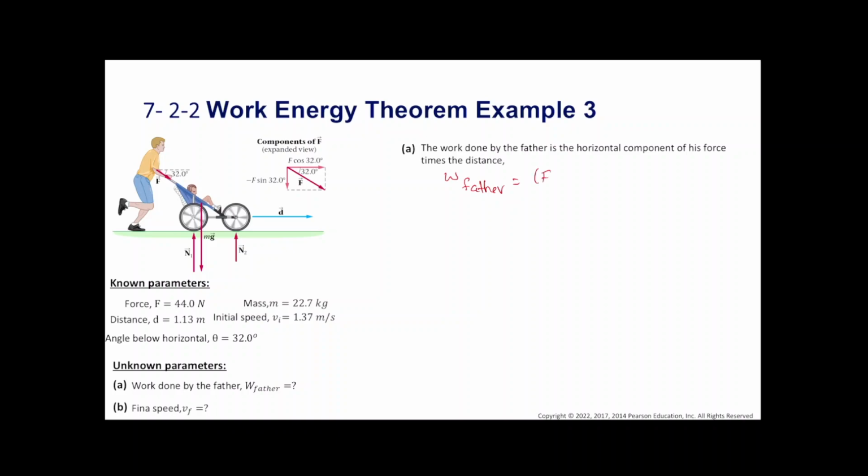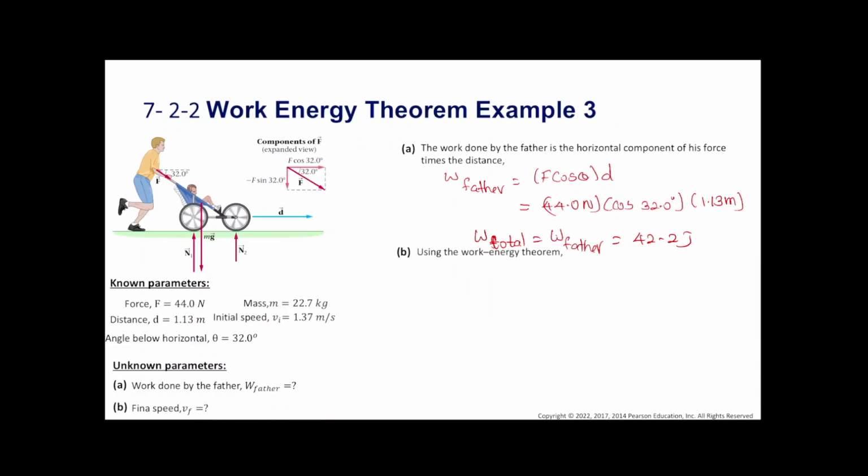which is F cos theta times d. The force is given as 44.0 newtons, the angle is 32.0 degrees, and the distance is given as 1.13 meters. Therefore we can find the total work done, which is the work done by the father in this case, equal to 42.2 joules. Now we can find the final speed by applying the work-energy theorem.